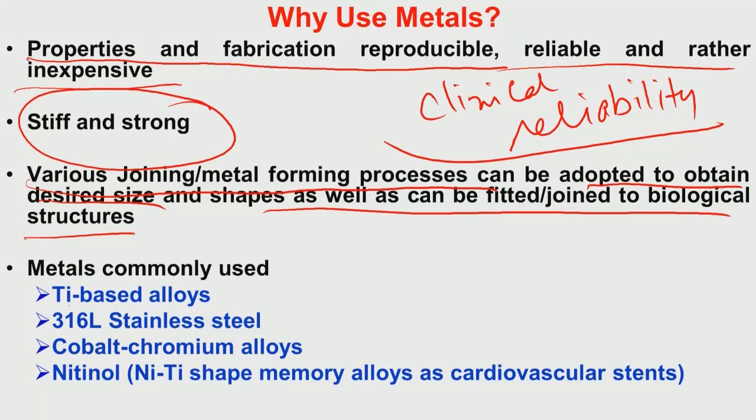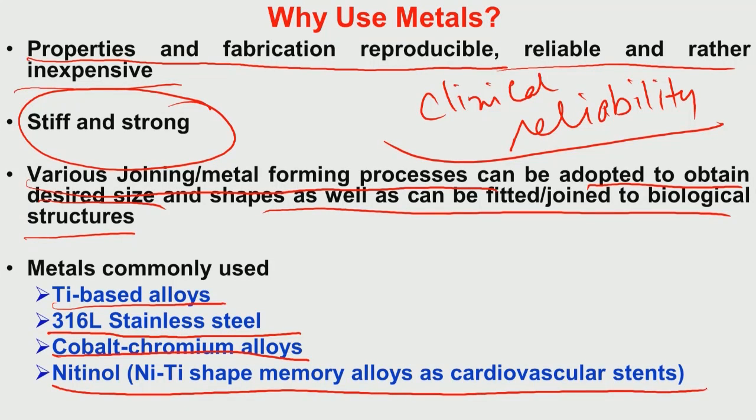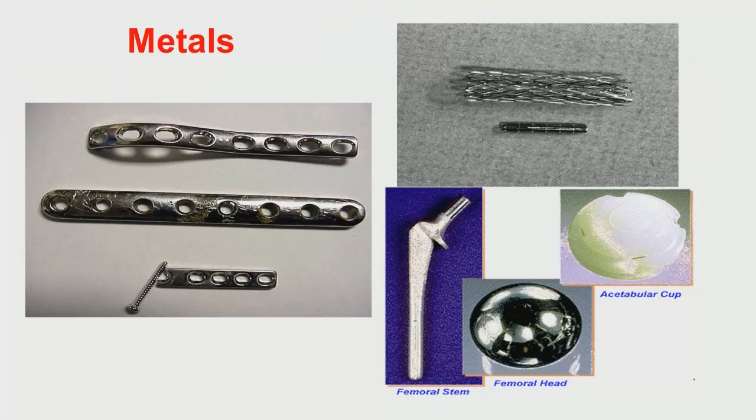Commonly used metals: titanium based alloys, titanium 6% aluminum 4% vanadium, then titanium aluminum niobium, titanium niobium zirconium, 316L low carbon stainless steel alloys, iron chromium nickel, cobalt chrome alloys, which are also used for knee joint replacement, and nitinol, that is nickel titanium based shape memory alloys, which are used for cardiovascular stents.